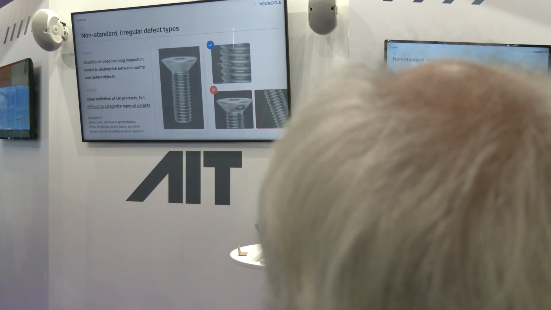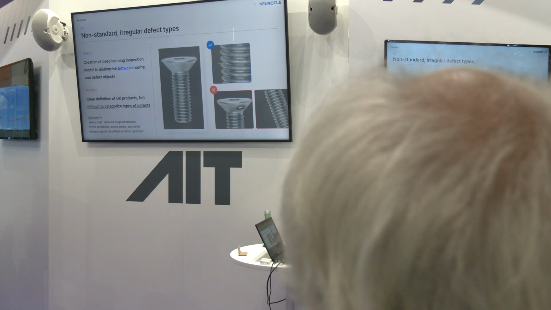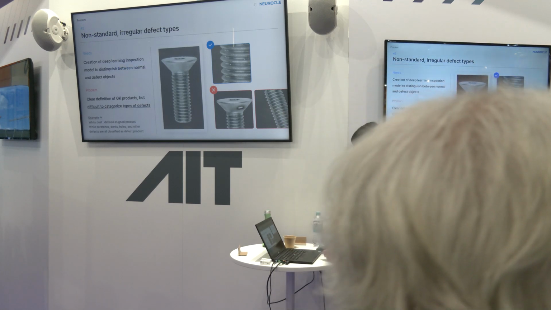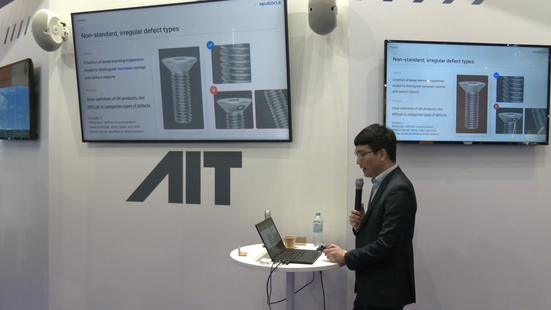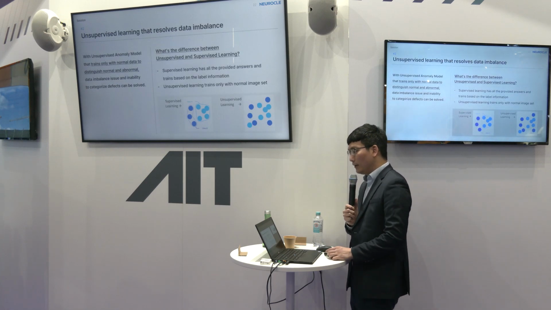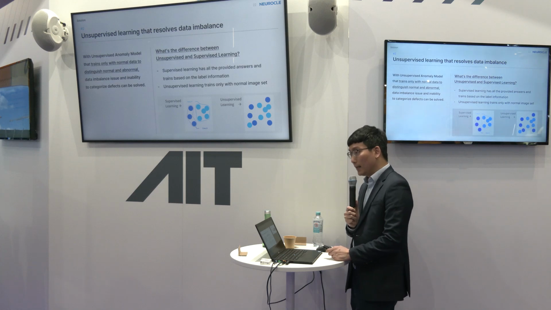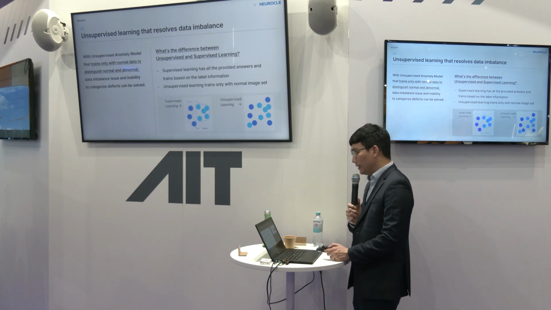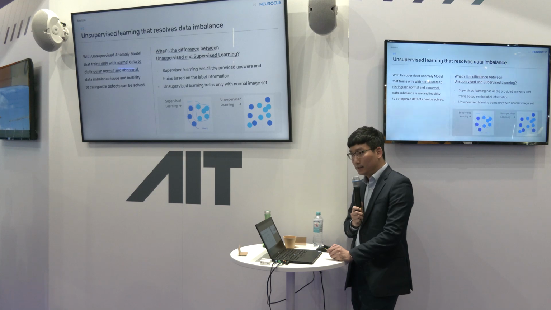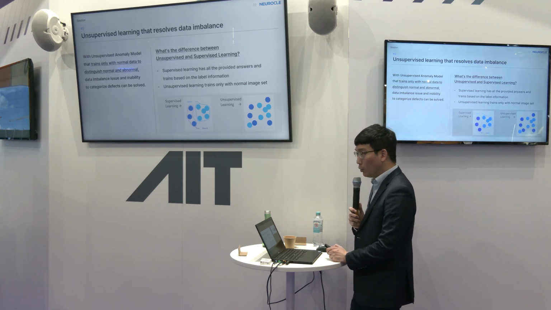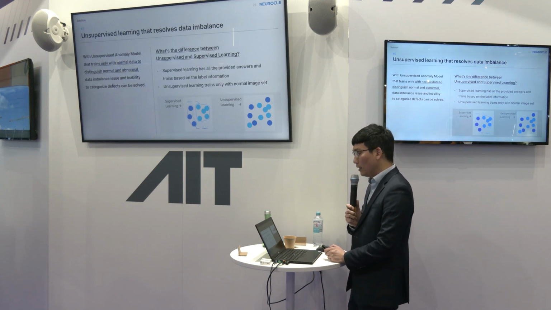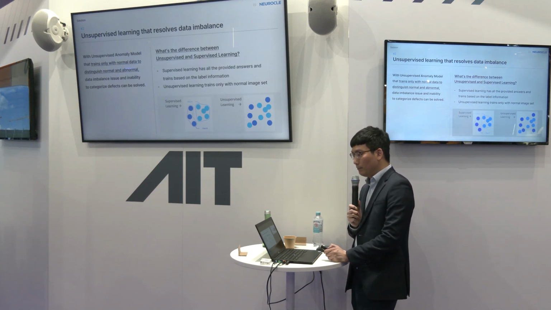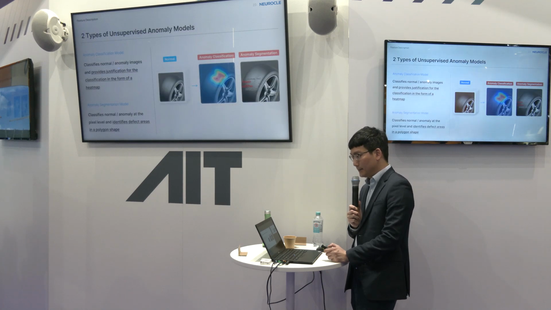In that case, we recommend using these anomaly models, because nowadays we have to detect irregular defect types. That means the number of defect types is getting larger and larger. So that's why we are thinking of using unsupervised learning, which we can call the anomaly models, because in this case we only train on the normal data. That means the model will learn what the boundary of the normal data is, and then we can easily find out abnormal cases without a big amount of data for each defect type.